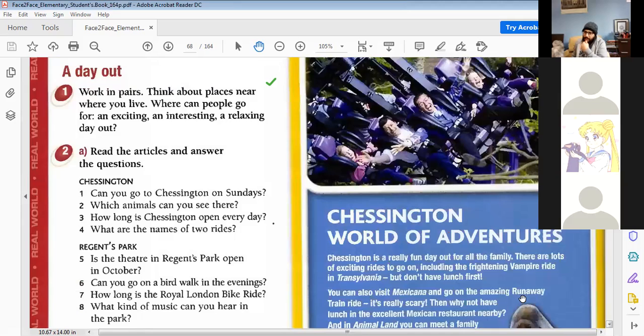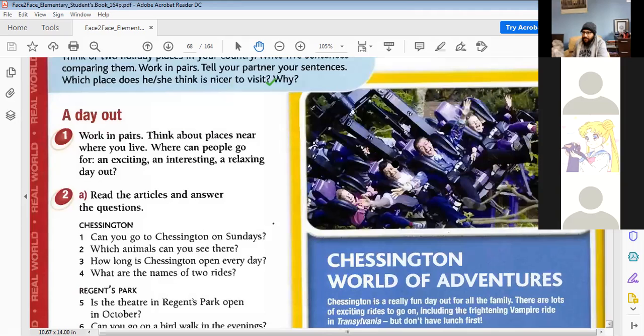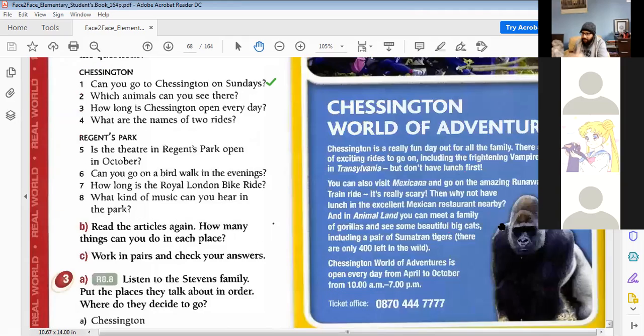The runaway train ride, because we have two rides. We have the vampire ride and the runaway train ride. So I don't know which one this is. I haven't visited this place, or I don't remember if I did. Anyway, so this is Chessington, Chessington World of Adventures. What do you think of this place? Do you think it's fun for the family? Is it a nice place to spend the day out? What do you think?